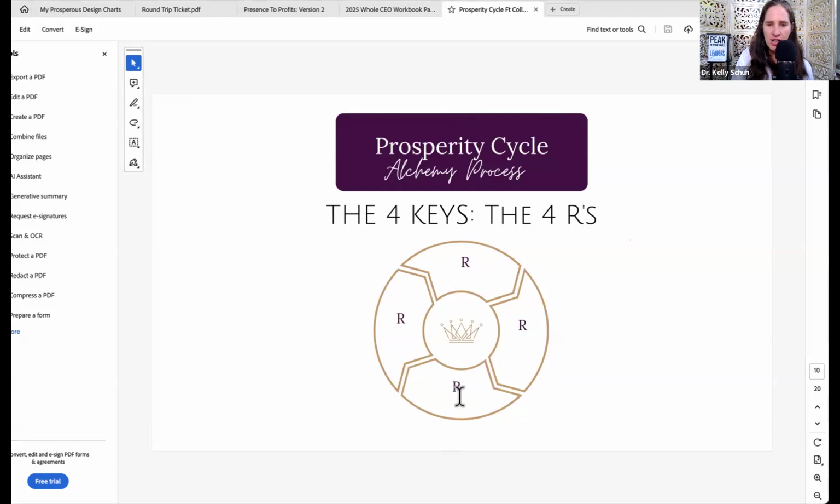There's 4 R's, and they are circular. They're not circular just in the 3D realm. I want you to think about this. If you were at the bottom of some stairs.